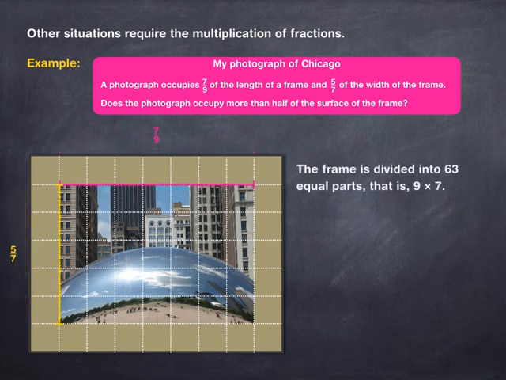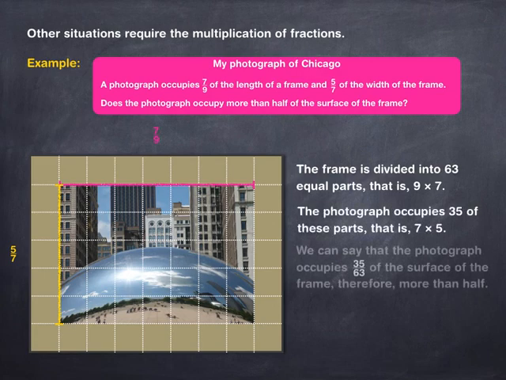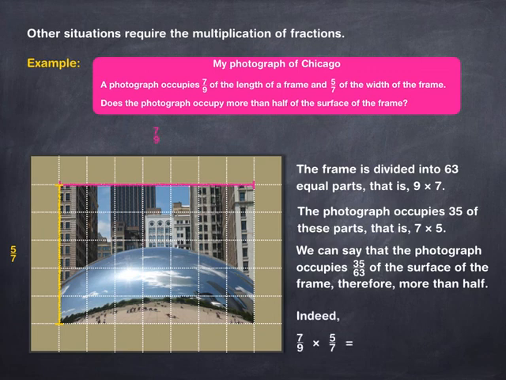The frame is divided into 63 equal parts, that is, 9 times 7. The photograph occupies 35 of these parts, that is, 7 times 5. We can say that the photograph occupies 35/63 of the surface of the frame, therefore more than half. Indeed, 7/9 times 5/7 is equal to 7 times 5 over 9 times 7, which is equal to 35/63, or 5/9.